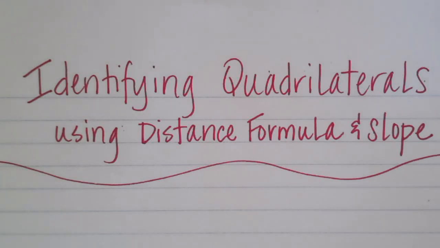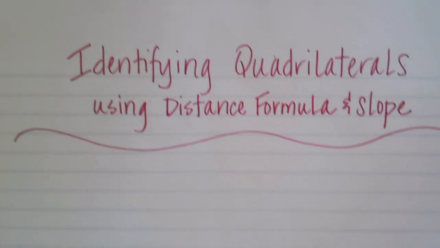Great. This video is identifying quadrilaterals using distance formula and slope. What we're going to do is go through 6 quadrilaterals, and we're going to talk about the characteristics of those quadrilaterals. Then I'm going to show you how we'll use distance formula and slope to determine which quadrilateral we're talking about. All right, so I'm going to start with a chart.